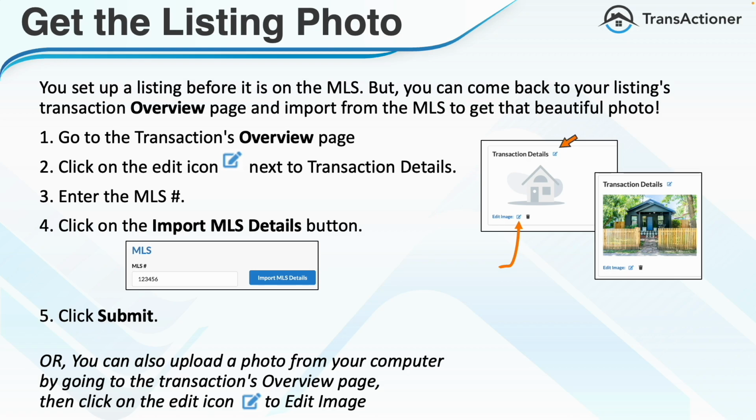So now, how do you get that pretty image into TransActioner for that particular transaction? Well, if you go to the transactions overview page and click the edit button next to transaction details, then you can enter the MLS and import the MLS details, which will then provide the image. Click submit to save it. The other way to do it is under the edit image, click the edit there, and you can upload an image from your computer. So if you want it to look pretty and it's not on the MLS, you can still upload the image if you would like, but not necessary.